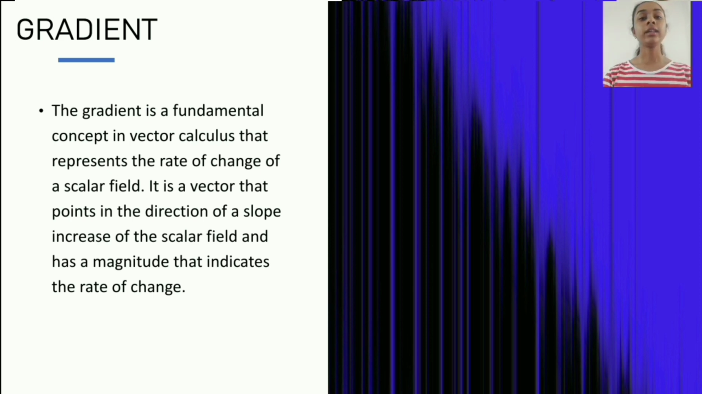Gradient. The gradient is a fundamental concept in vector calculus that represents the rate of change of scalar field. It is a vector that points in the direction of a slope increase of the scalar field and has a magnitude that indicates the rate of change.